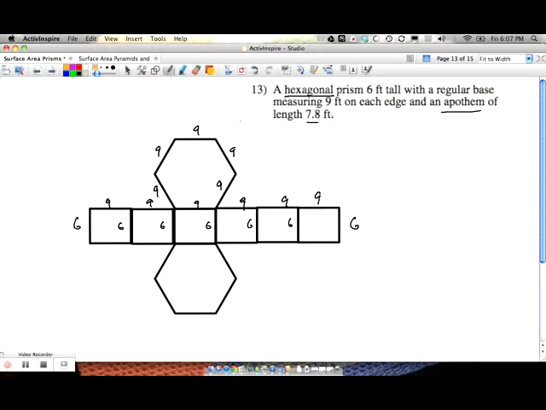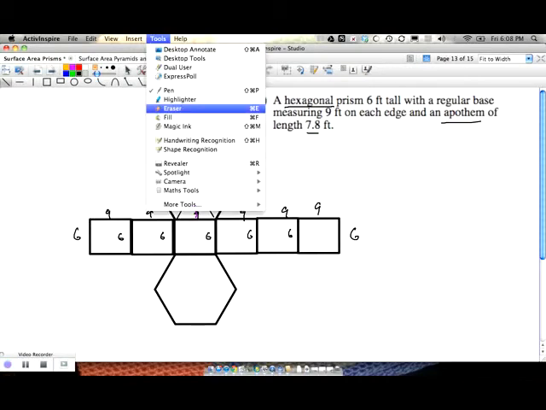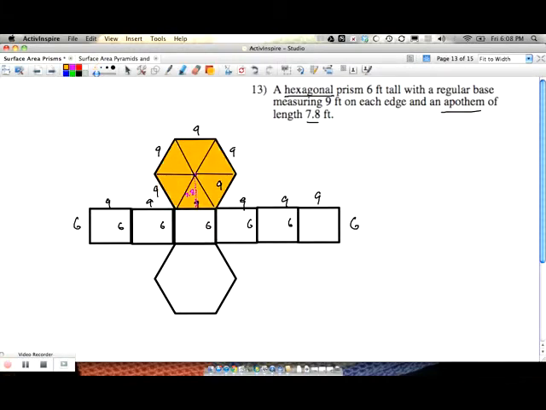And then it says it has an apothem length of 7.8. That apothem is when we go from the center of our regular polygon out to the edge. And that's going to be 7.8. And that helps us, again, because now we can split this up into triangles. And those triangles can be used to find the total area of this hexagon. So let's fill in that hexagon just so we know what we're doing. So we're going to fill this thing. And we're going to fill this one down here as well.